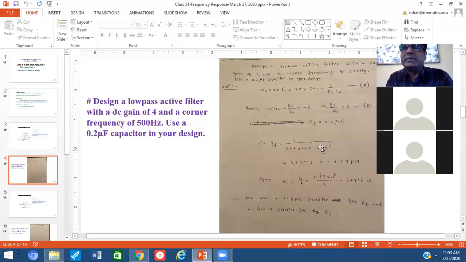So you see the Rf calculation, equation A in the solution. First you see, I calculated omega C equals 2 pi fc. I substituted the value of fc, 500, from the given statement. And that equals 1 over Rf Cf. And you see in the third line, the Cf value is given as 0.2 microfarad. I plugged in that number there. So from there, I am writing Rf equals 1 over 2 pi multiplied by 500 multiplied by 0.2, which is given in microfarad. So I am converting it into farad by multiplying by 10 to the power minus 6. That gave me 1.59 kilo.